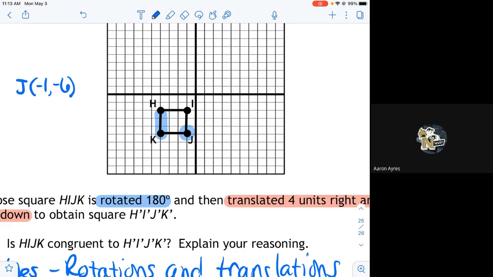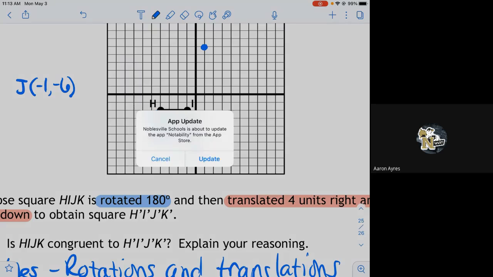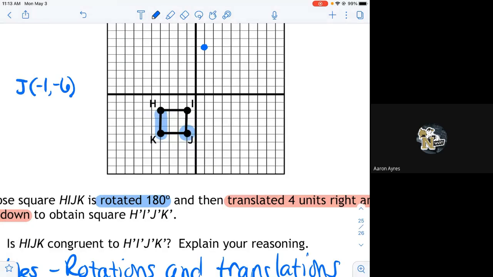Let's go ahead and plot that point. 1, 2, 3, 4, 5, 6. Right there. Make sure you have the right point. You two okay with where we ended up on that? Okay, good. So the point is (1, 6).